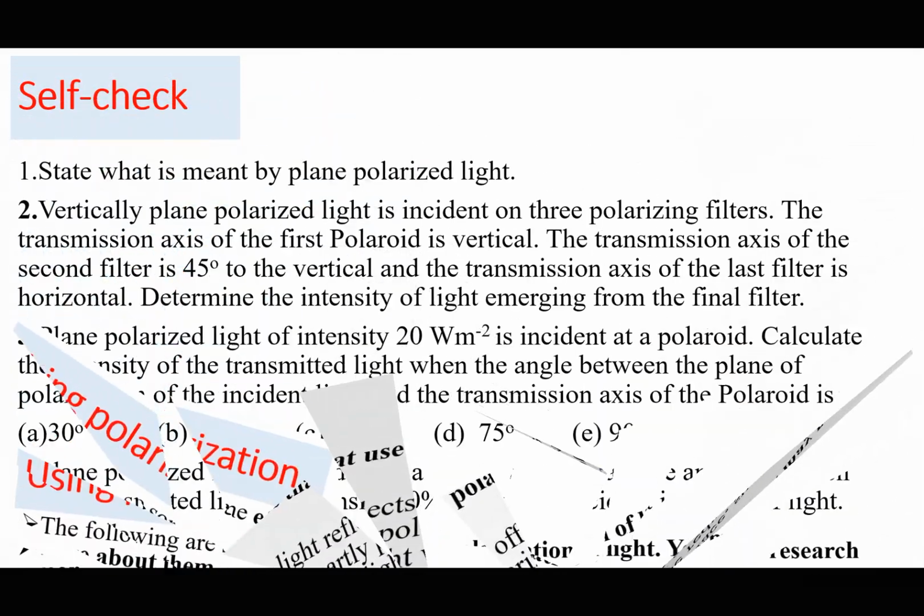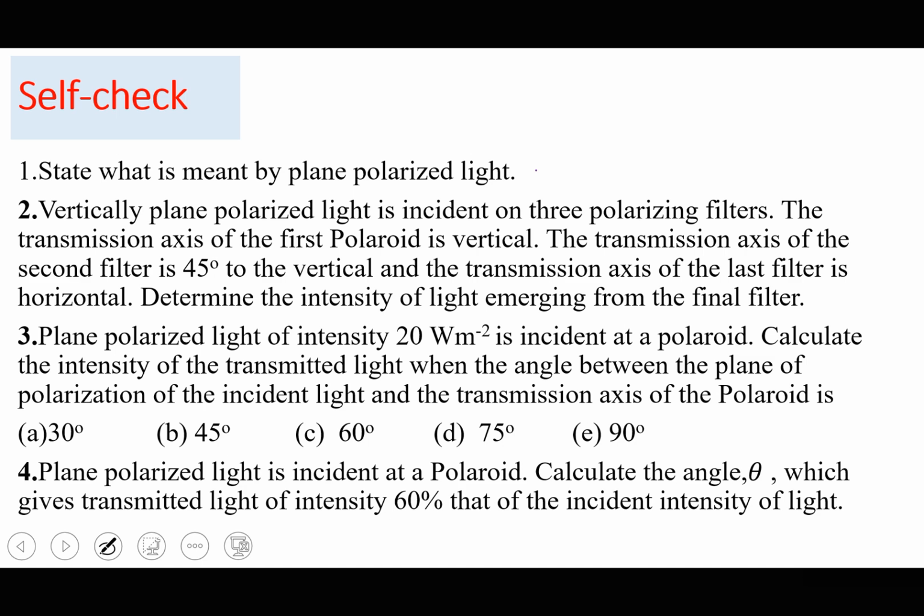Self-check. State what is meant by plane polarized light. So that one I've mentioned: confining the electric field vector of light into one plane, or making the oscillations or vibrations of the electric field into one plane. Vertically plane polarized light is incident on three polarizing filters.